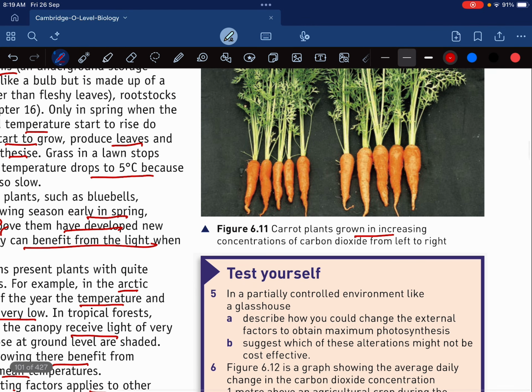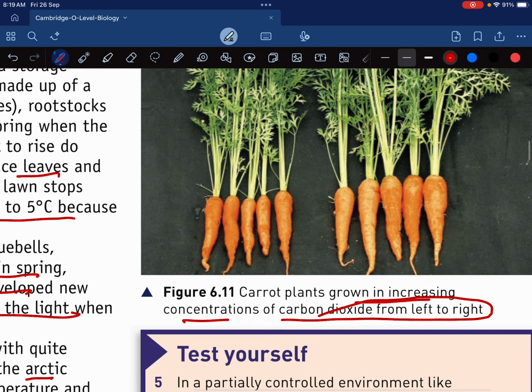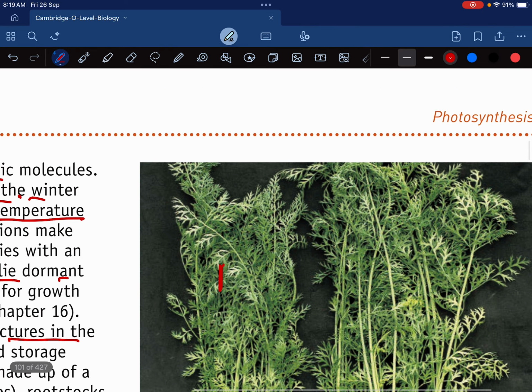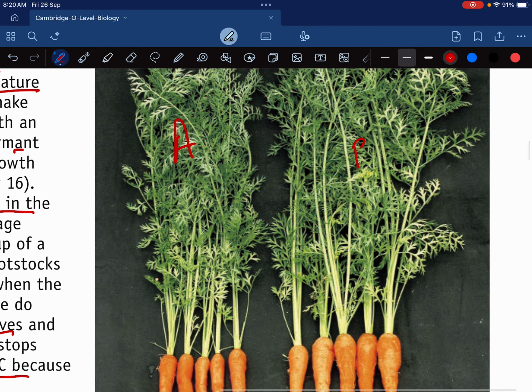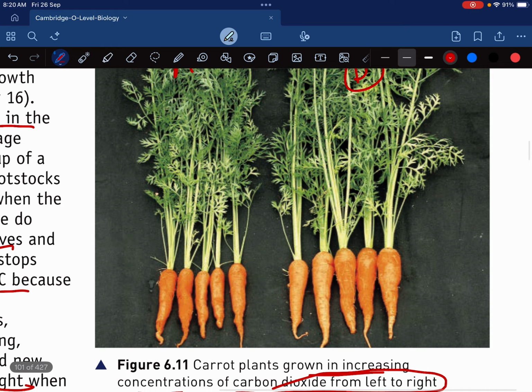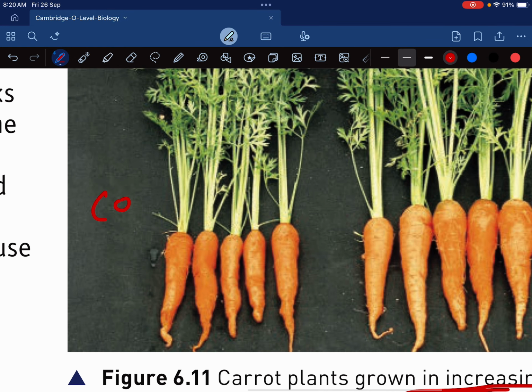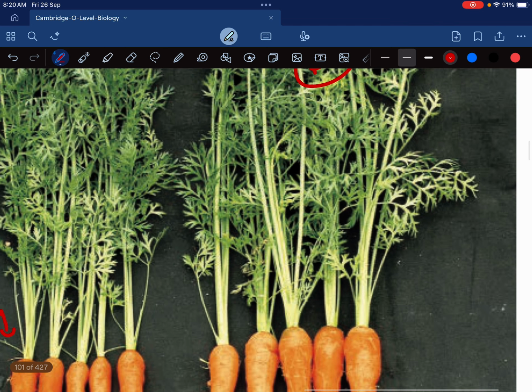Carrot plants grown in increasing concentration of carbon dioxide from left to right. यहाँ basically उन्होंने, आप बोल दो, this is group A, and this is group B. Group A received, I guess, a low carbon dioxide concentration, whereas group B received high carbon dioxide concentration.